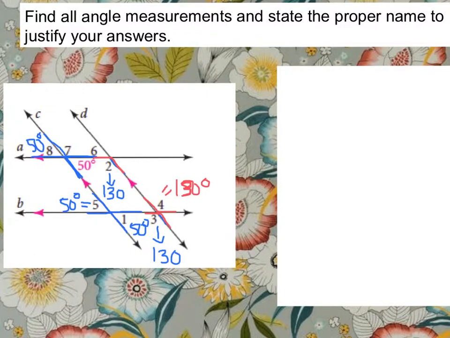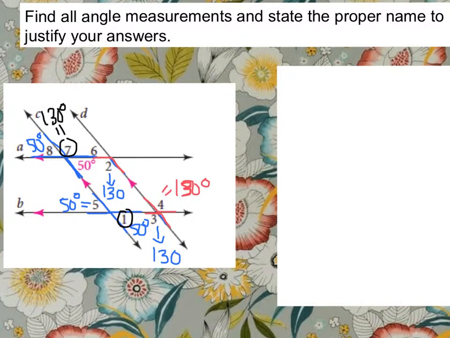And then that just leaves angle 7 and angle 6. So how do we find out those measurements? Well, if we remember that angle 7 and angle 1 are going to be same side exterior angles. Anytime you have same side exterior, they're also supplementary. So 7 is going to be 180 minus 50, which is 130 degrees.